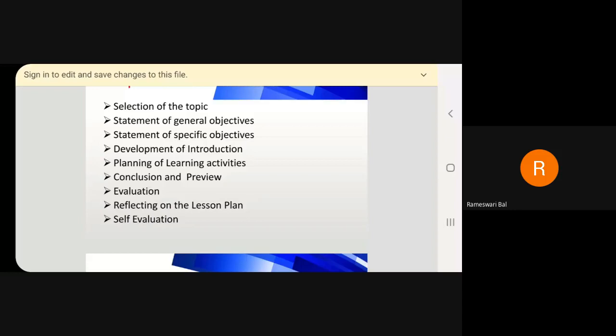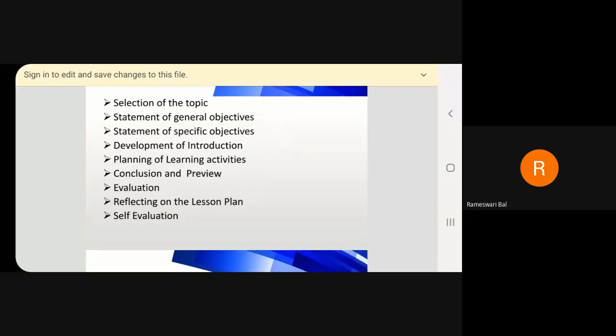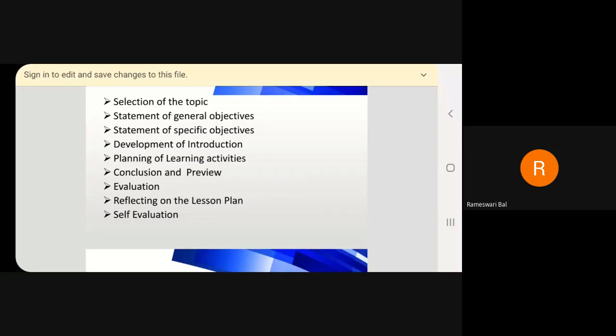Next, after the skill of introduction, we will come to the skill of presentation, which is the major part of the lesson plan. Suppose 45 minutes is there, we can plan 5 to 7 minutes or hardly 10 minutes for the introduction, and for evaluation 5 to 7 minutes or 10 minutes. So my presentation will be 25 minutes.